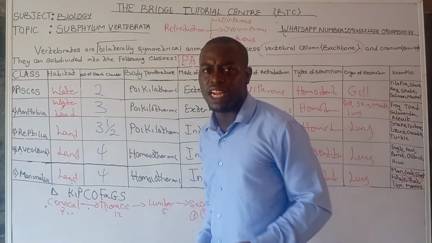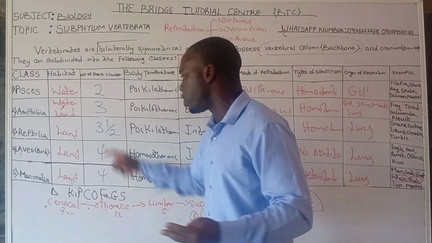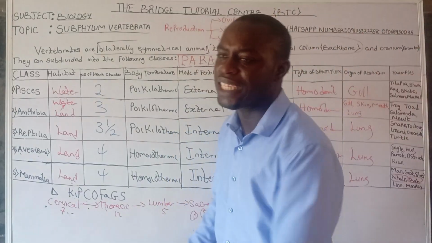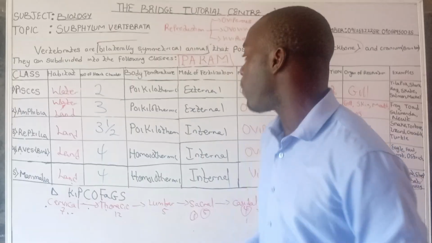Next, we have under the reptilia. All the reptiles should have, under normal conditions, a 3.5 chambered heart, but we have one that has a 4 chambered heart, and that's crocodile. Don't forget, although crocodile is a reptile, it has a 4 chambered heart.